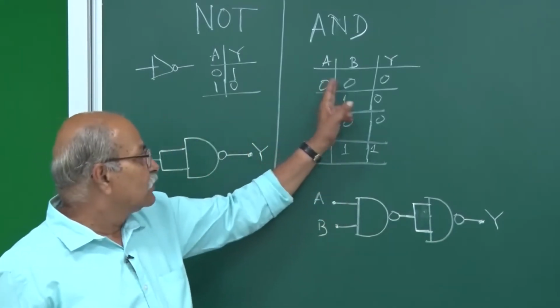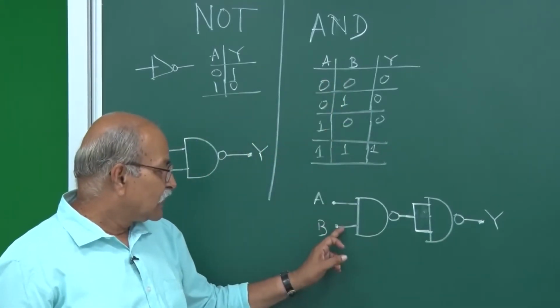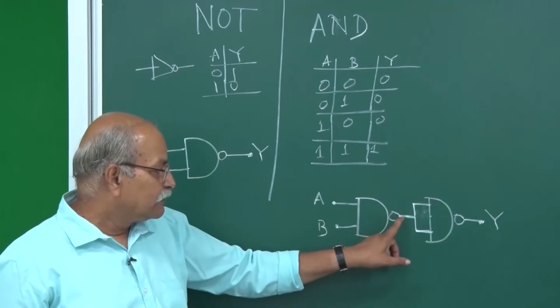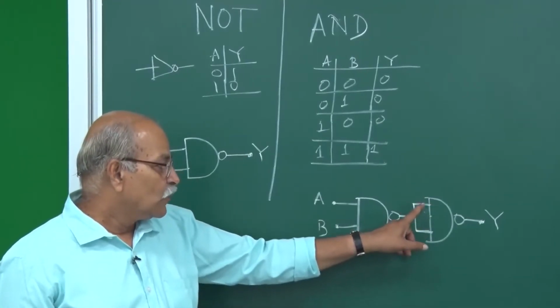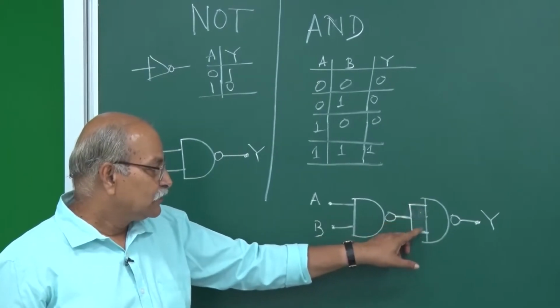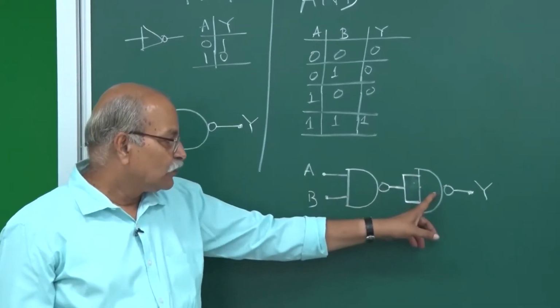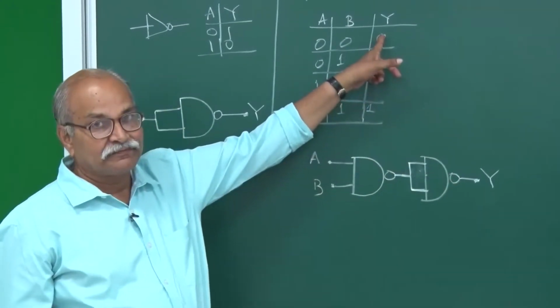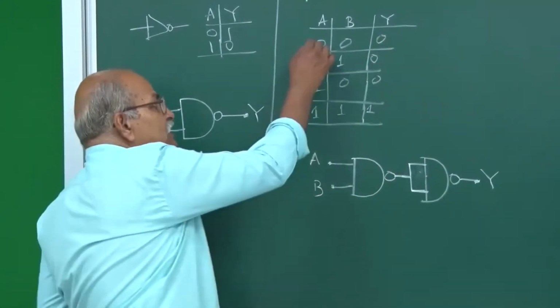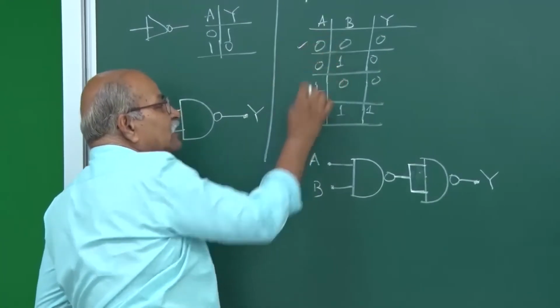So start again. 0, 0. 0, 0 gives me 0 here, gives me 1 here. So 1 goes here, 1 goes here. 1 and 1 will give me 1. NOT of that will give me 0. So I get 0. So this is done. Now let us see this one.